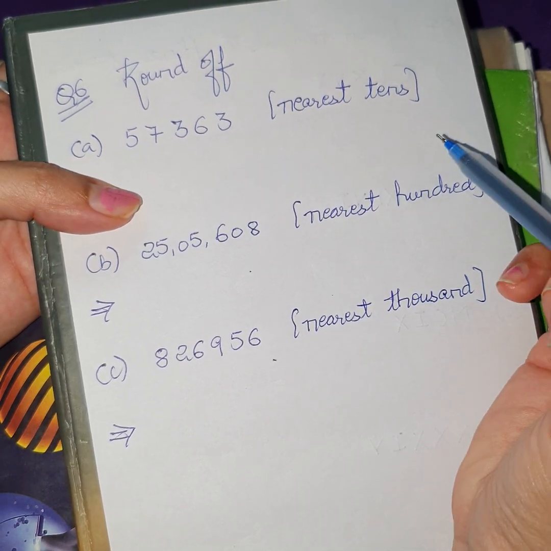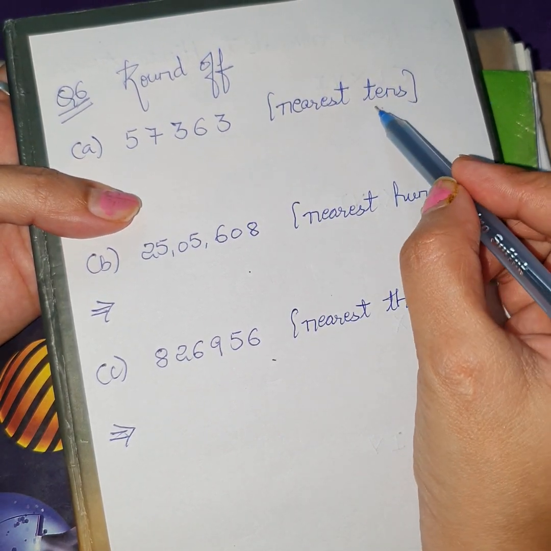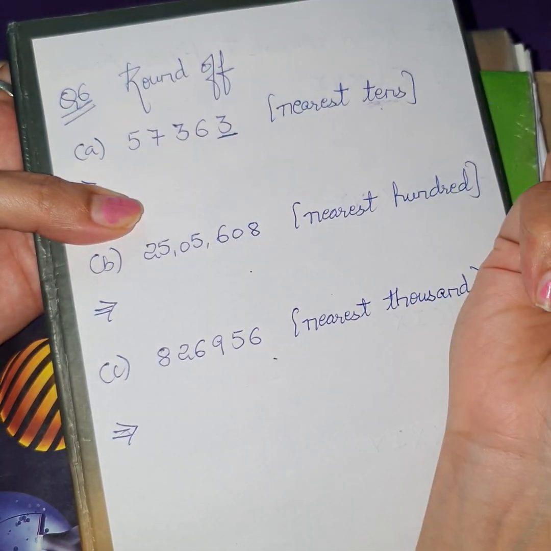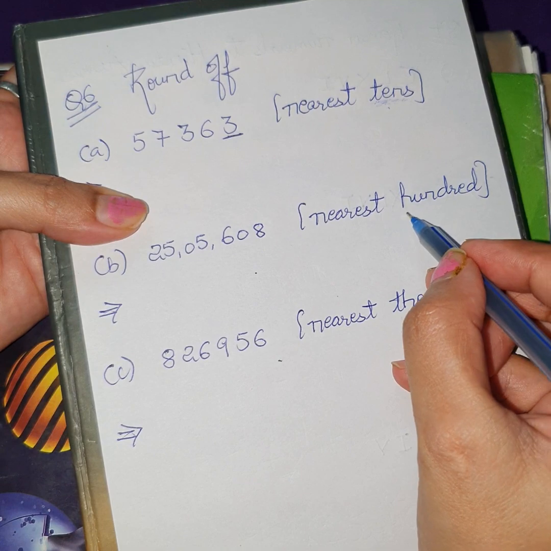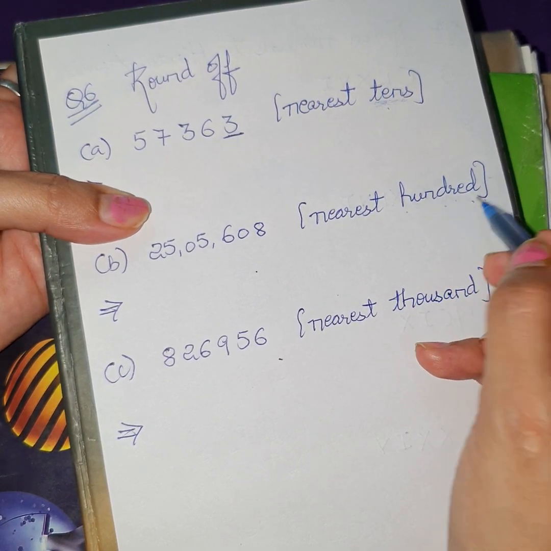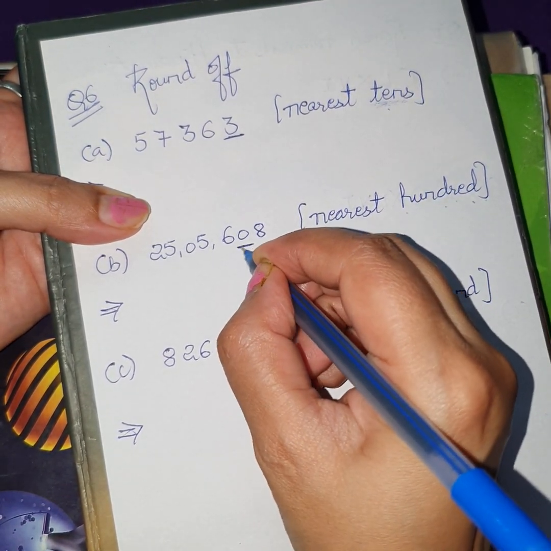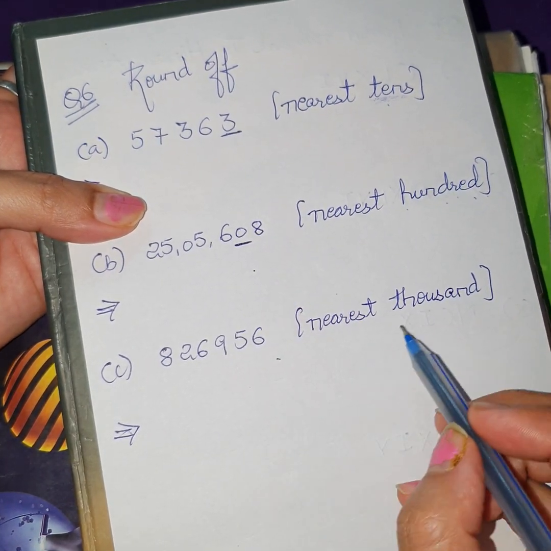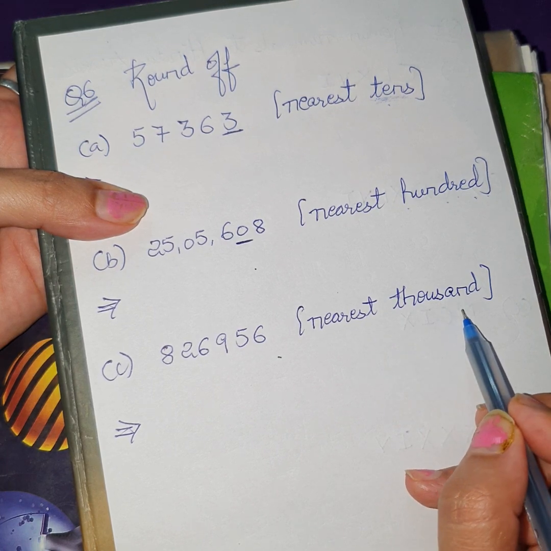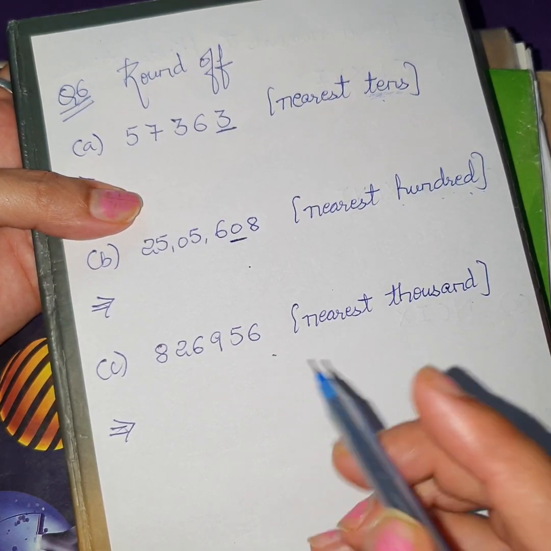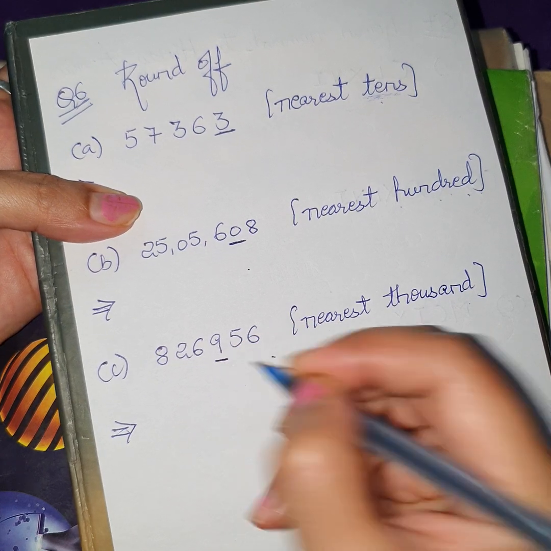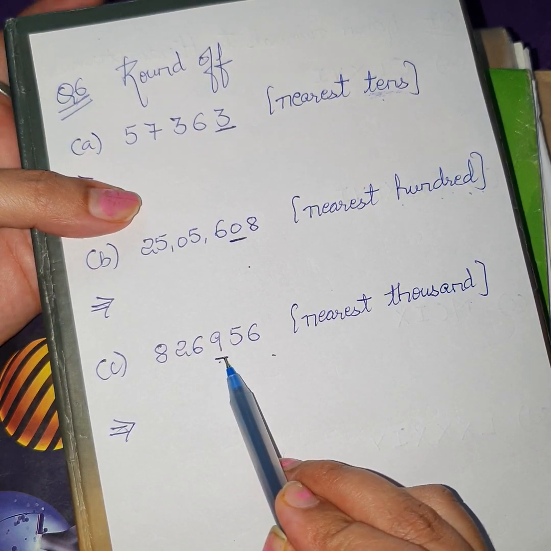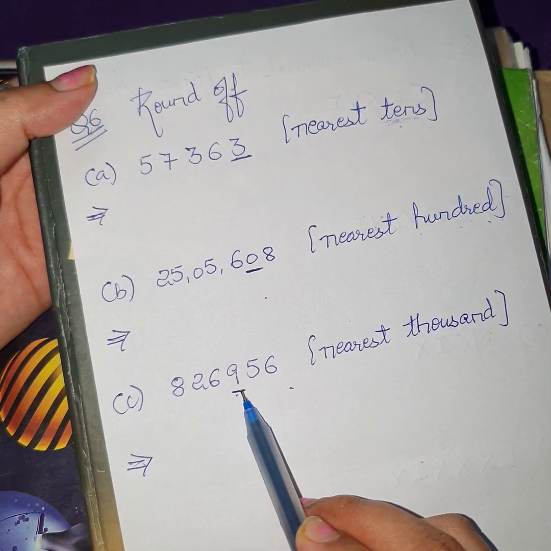And according to the rules of rounding off, when we round off a number to nearest tens, we focus on the ones place. So here I am underlining the ones place. When we round off a number to nearest 100, then we focus on the tens place. So here the tens place is 0, I have underlined 0. And when we have to round off any number to nearest 1000, then we have to focus on the digit on the hundreds place. So here on the 100 place 9 is there, so I have underlined digit 9.